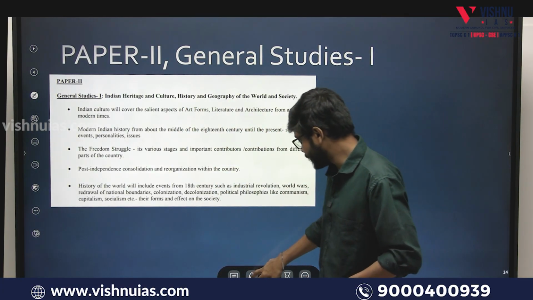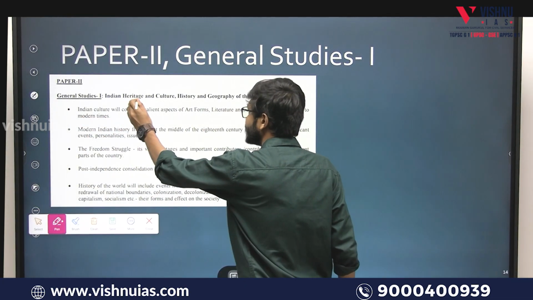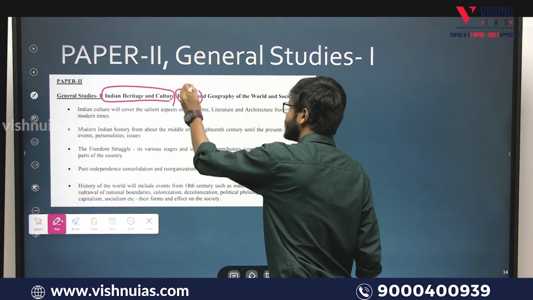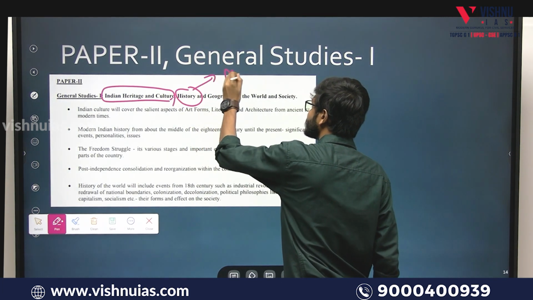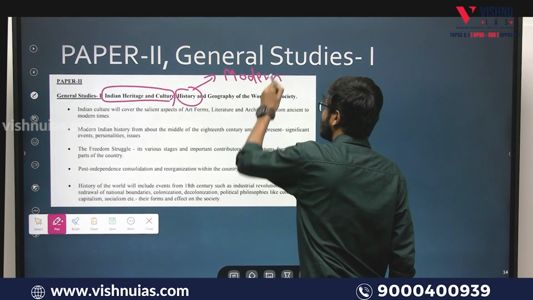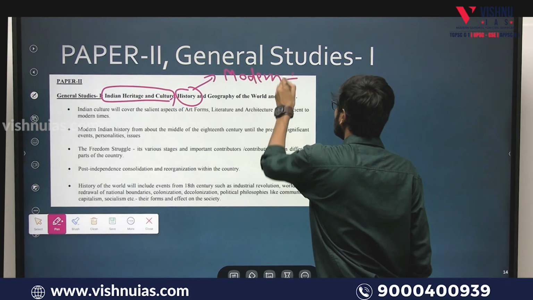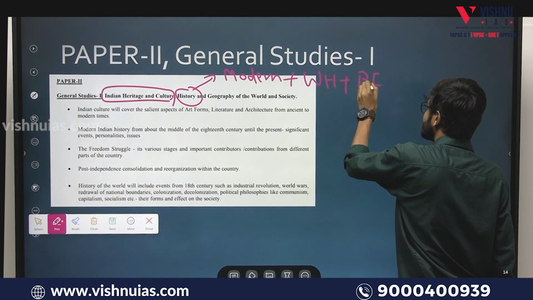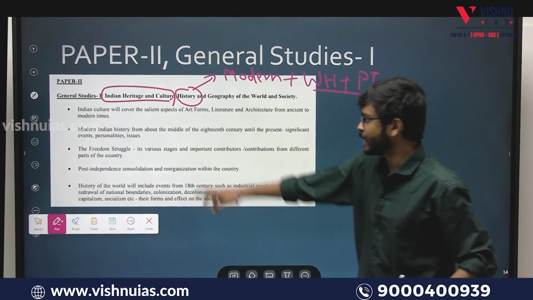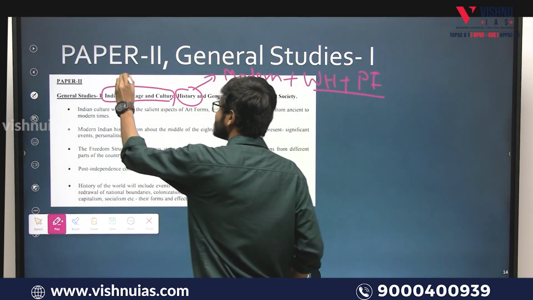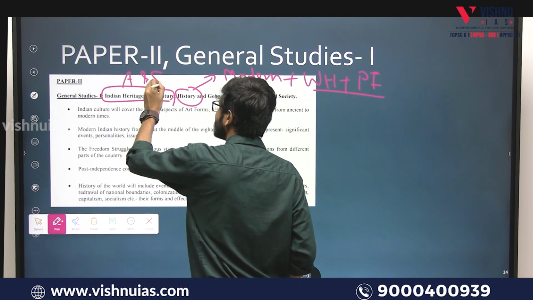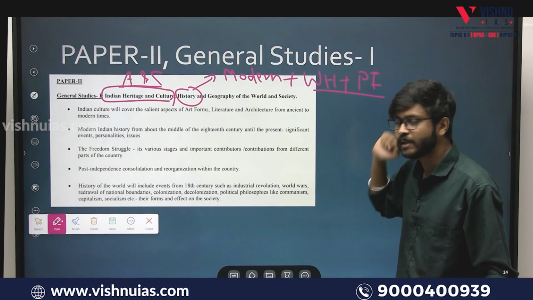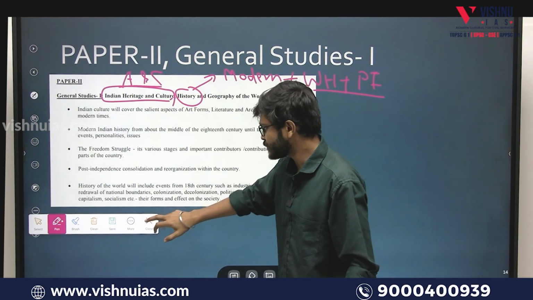We can divide history into Indian heritage and culture, and history. Here we have modern history, world history, and also post-independence history. These are the areas. One is Indian heritage and culture, which is basically art and culture only. Other than that, we have modern history as well as world history, and also post-independence history.